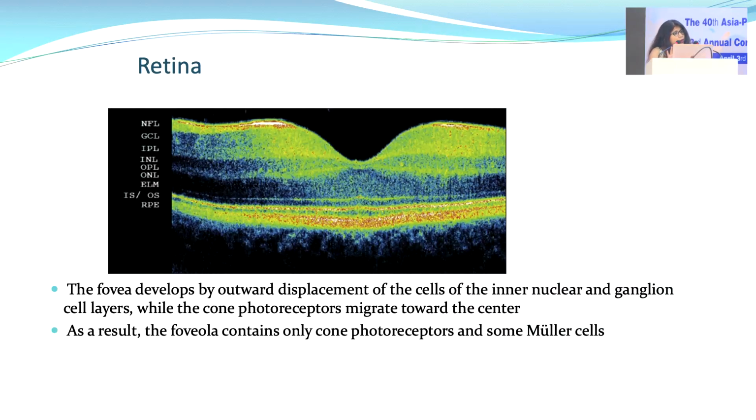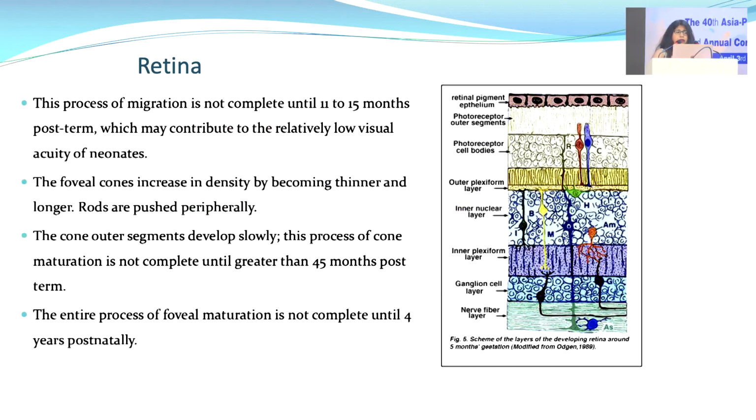While this is all going on in the anterior segment, in the meantime the posterior segment is also maturing. The retina takes its own time to mature. The fovea develops by the outward displacement of the inner nuclear cells and the ganglion cells. Cones migrate toward the center. As a result, the fovea contains only the cone receptors. This process also takes its own time. It happens over a period of 2 years or so.